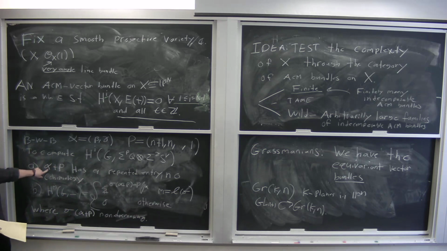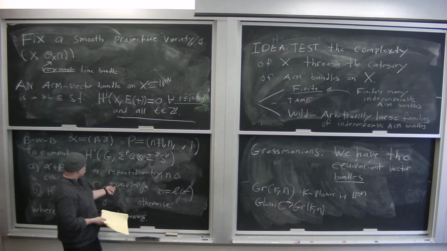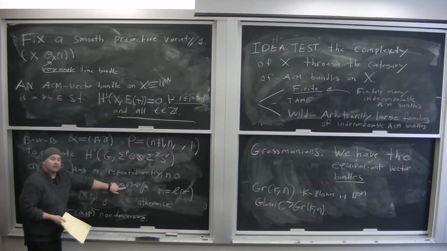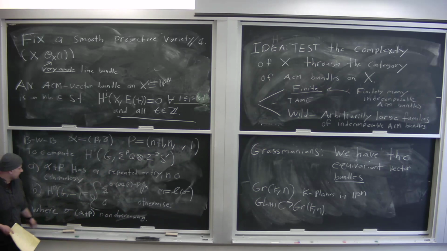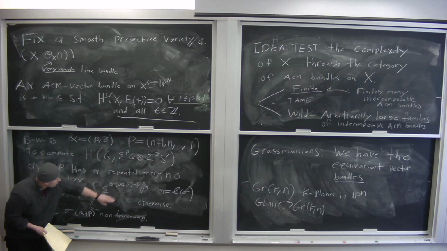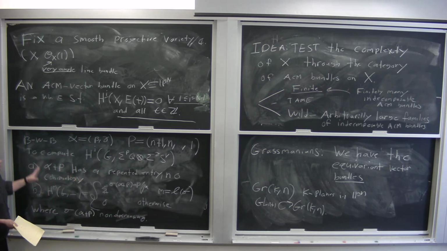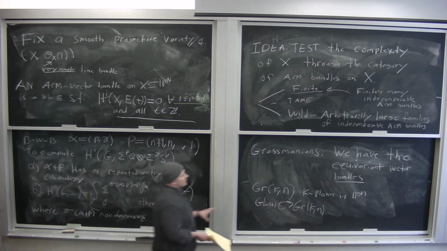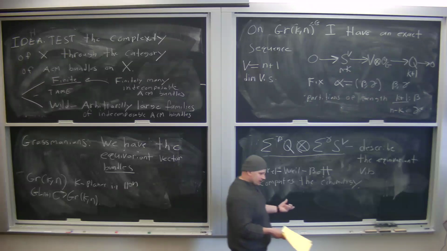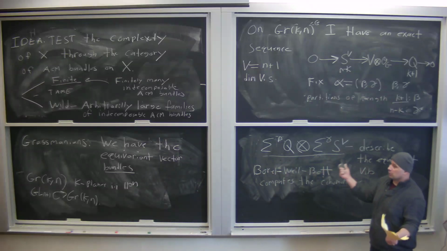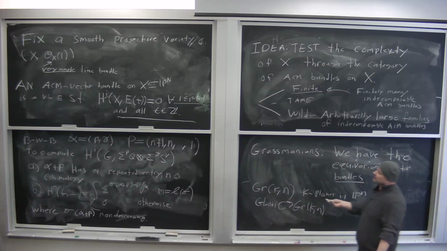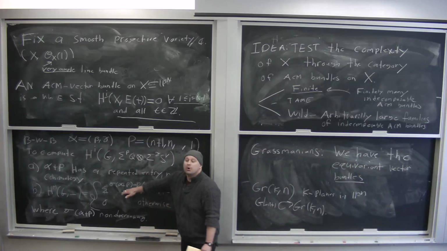So you compute this. If there's a repeated entry, no cohomology. Otherwise, you find the permutation that takes alpha plus rho and turns it into something non-decreasing, and then you have a unique cohomology group in the length of that permutation. So in particular, for all of these bundles, there is precisely one non-zero cohomology group at most.